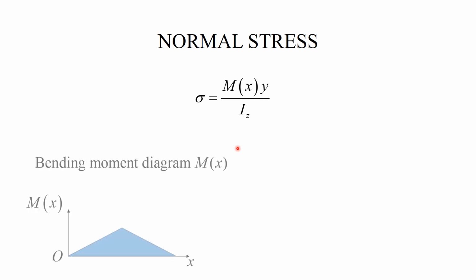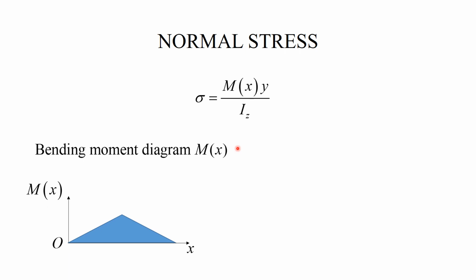Let us begin with the normal stress. For the given formula, the moment M of x is obtained by constructing the bending moment diagram. The other two quantities, y and Iz, are obtained by looking at the cross-section. So the y coordinate refers to the point of interest, and Iz is the moment of inertia with respect to the z-axis.